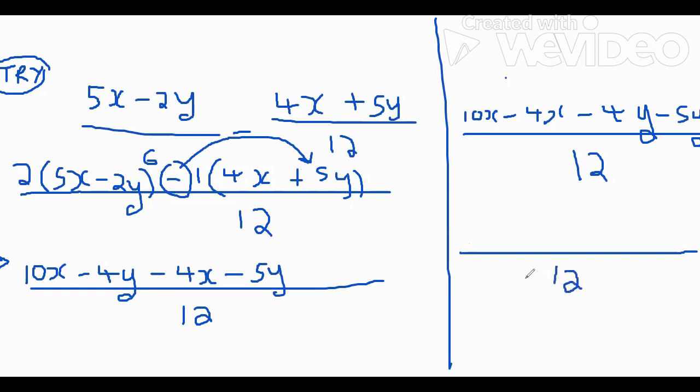Okay. So now, since we've grouped the like terms, we have 4 and we have 10. That would be 6x. And since we have a negative and a negative, it would be positive 9y.